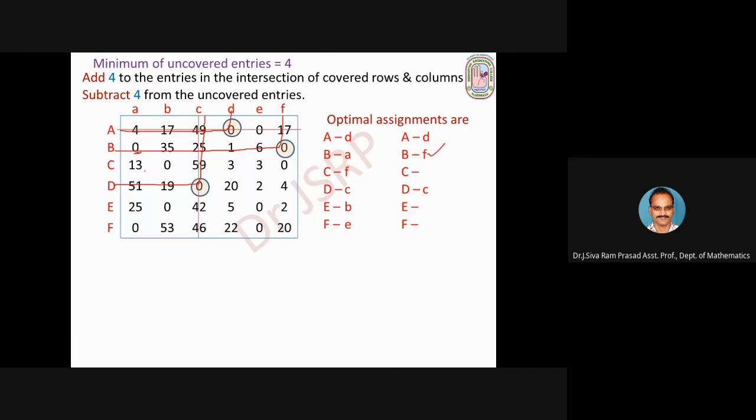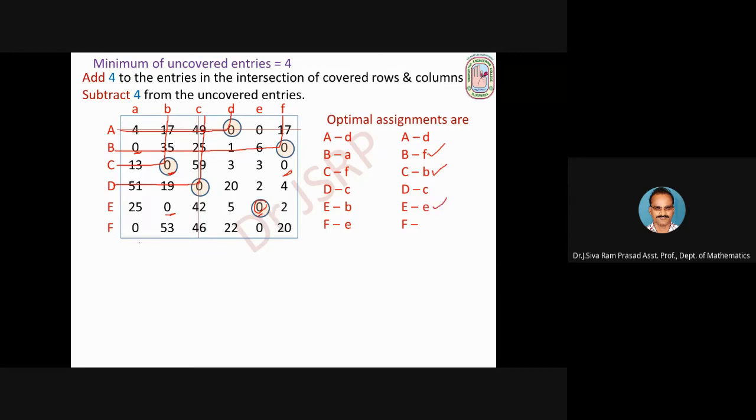Then come to C. C has two possibilities, small b and small f. Already small f is assigned to capital B, so I have only one option for C, that is small b. Capital C is assigned to small b. D is fixed already. Next, capital E has two possibilities, small b and small e. Already small b is assigned to capital C, so I have only one option for E, that is small e.